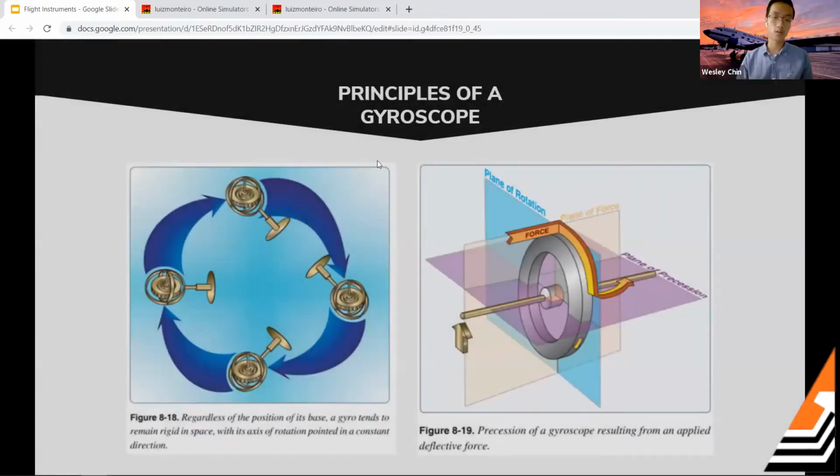But here's a visual representation of those 2 principles. So the one on the left here is rigidity in space. As you can see, the gyro is spinning, and even though the position of the base is changing as it's being thrown around, the gyro just remains in that fixed position. So it's rigid in space. And then the second principle is precession over here. This diagram's kind of weird, but the gyro is spinning this way to the right. And if you apply the force here on top, it'll actually feel it at 90 degrees ahead in the direction of rotation over here.